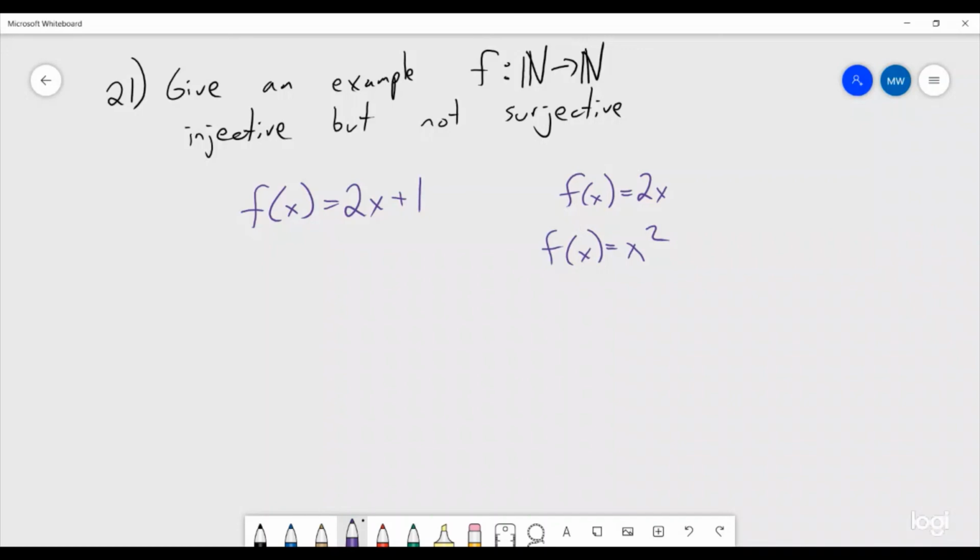Let's see. Is that all you would have to do for that one? So you'd have to give an example. You might have to show why. So you might have to prove it is injective, and then also give an example of why it's not surjective. But that would be doable to show it's injective but not surjective. Okay, yeah.